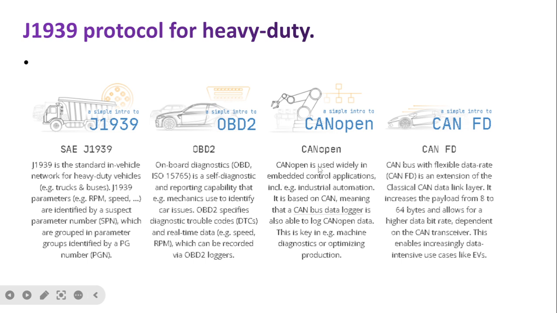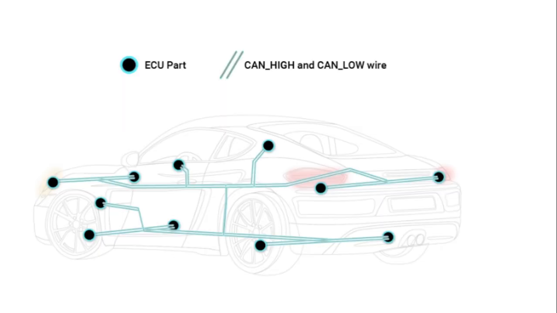And then the third one is CANopen. CANopen is widely used in embedded control applications, such as industrial automation. If you want to program robotics, CANopen is used. And now the last one, CAN FD. CAN FD is a high-speed CAN bus with flexible data rate. CAN FD is an extension of the classical CAN. This is the latest version, which is the fast transmitting signal cable. Now the next part: the ECU and the CAN high and CAN low wires.